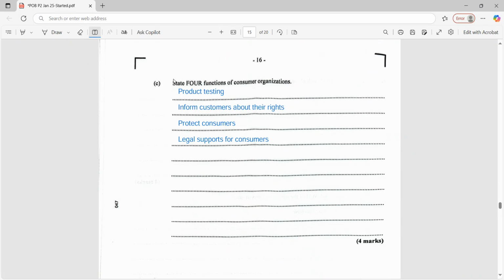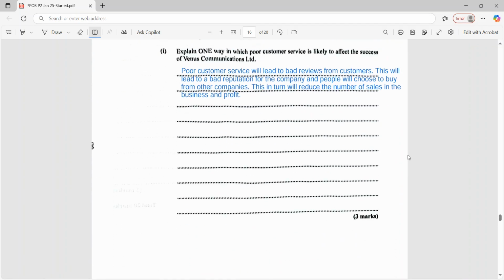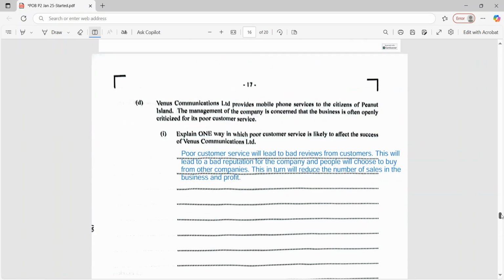Then it says state four functions of consumer organizations. So consumer organizations, they should protect customers. They should inform customers about their rights. They should do product testing to ensure that the product can be consumed by consumers, and they also offer legal support for consumers. And you have more functions. So if you are thinking about one and you're not sure about it, you can always put it in the chat below, and I will tell you what is my input on it.